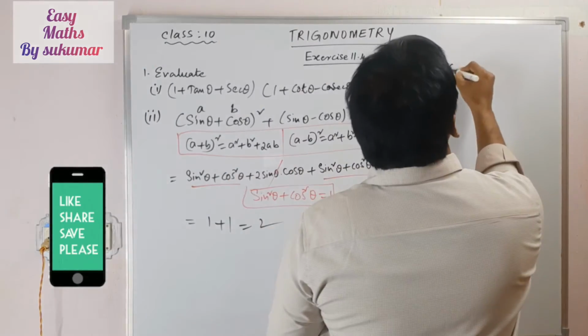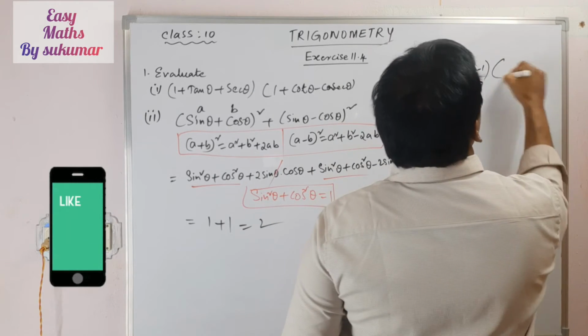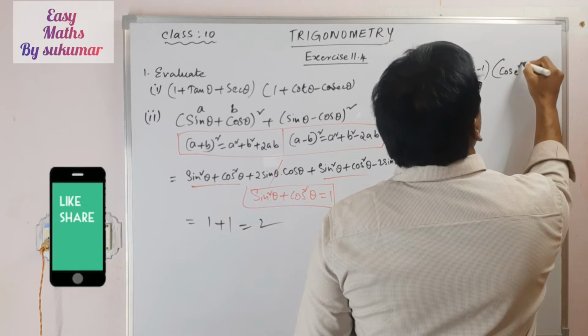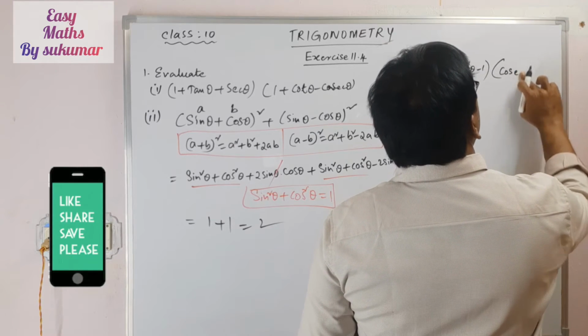What is the third question here? Evaluate (secant square theta minus 1) times (cosecant square theta minus 1).